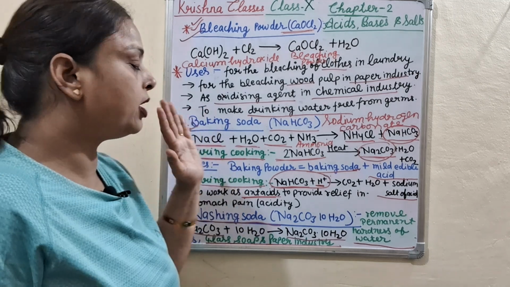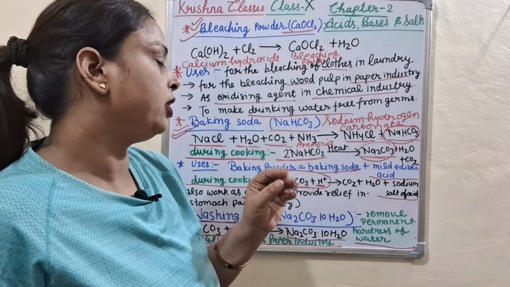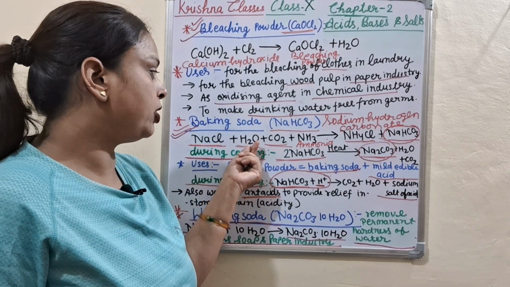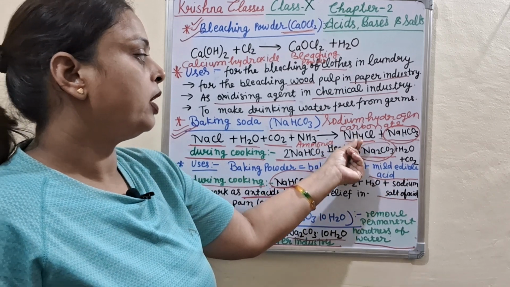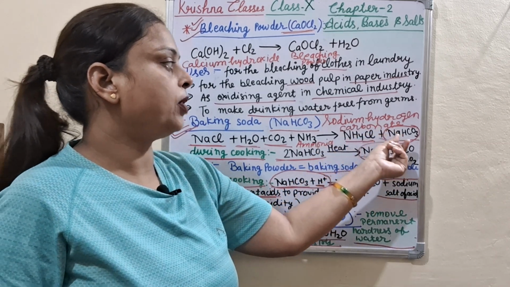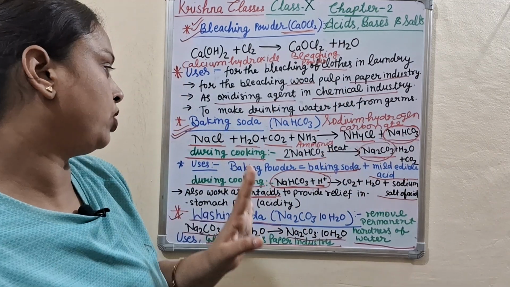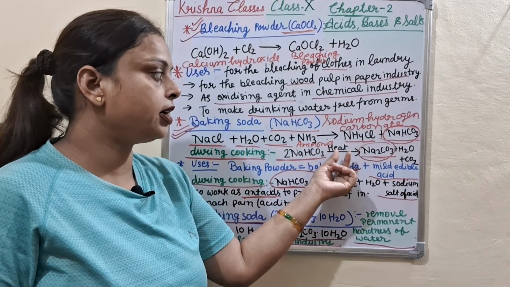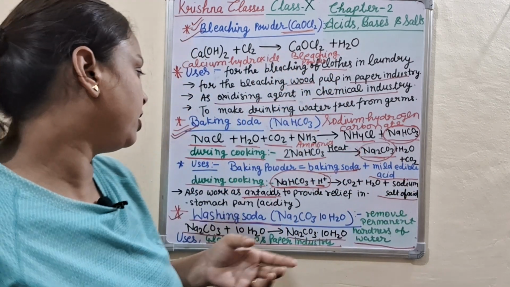Now come to the baking soda. What is the formula of baking soda? NaHCO3. How is it prepared? When sodium chloride reacts with water, carbon dioxide and ammonia, then it forms ammonium chloride plus sodium hydrogen carbonate, that is called the baking soda. During the cooking process, baking soda on heating forms sodium carbonate, water plus carbon dioxide.